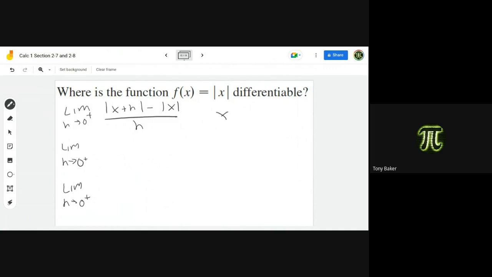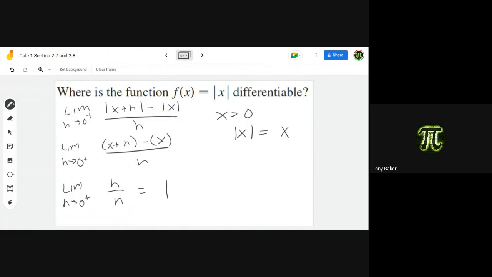So if x is greater than 0, that means the absolute value of x equals just x, right? So I have x plus h minus x over h, which ends up being just h over h, which equals 1. So the limit coming from one side is 1. The limit coming from the other side is negative 1. So does the limit exist at 0? No.